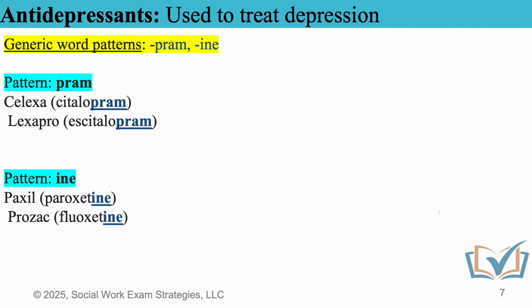Antidepressants are used to treat depression. The generic word patterns are P-R-A-M and I-N-E. Let's look at this first bullet point here. Celexa is a name brand, but the generic name ends with P-R-A-M.